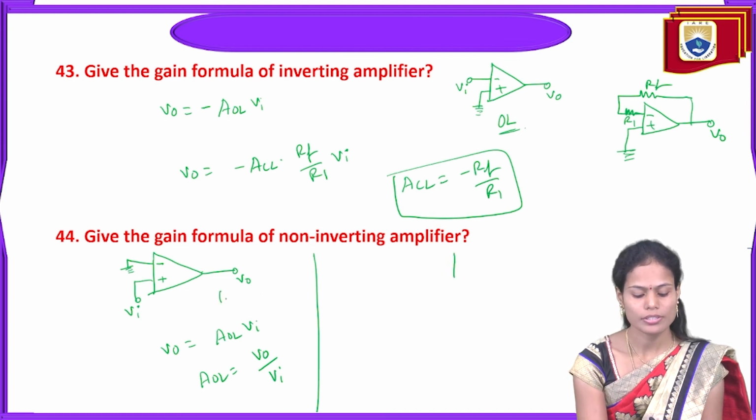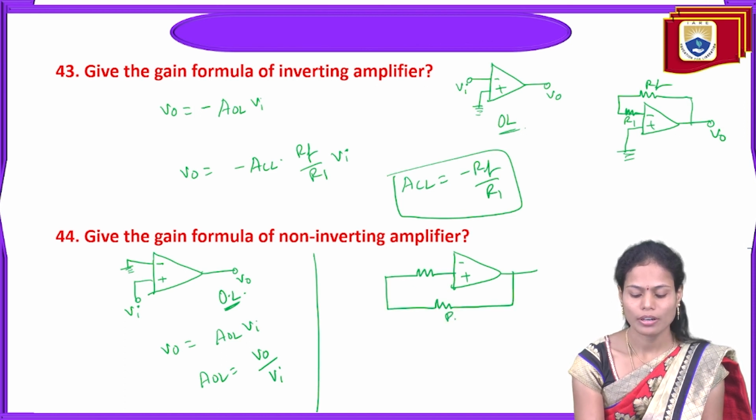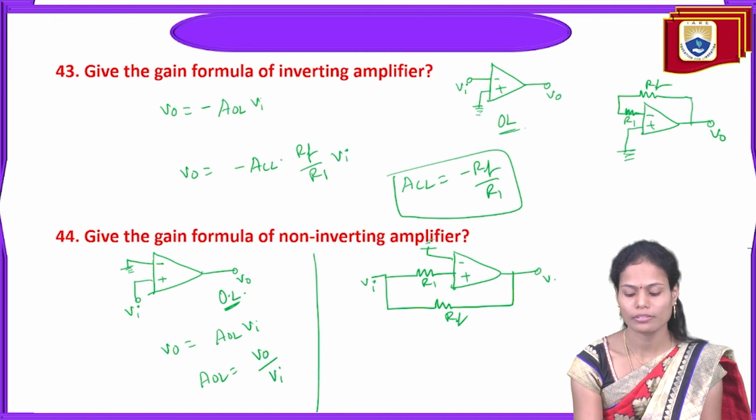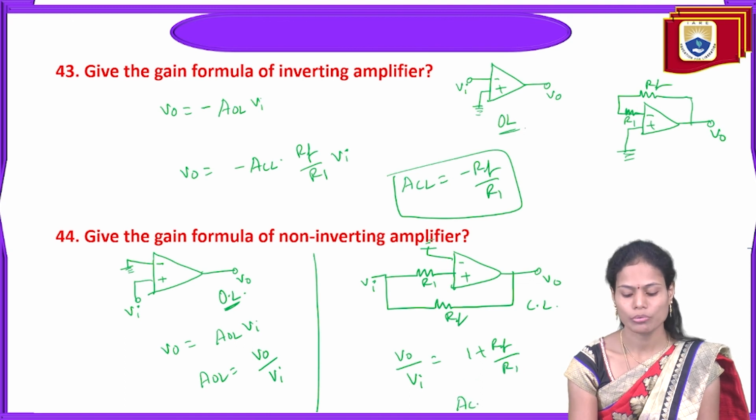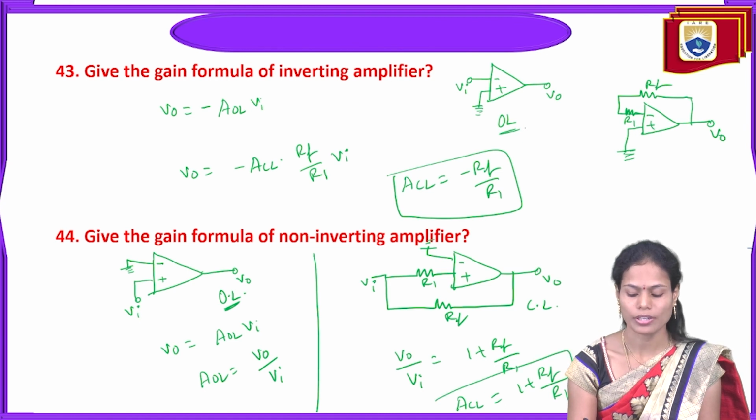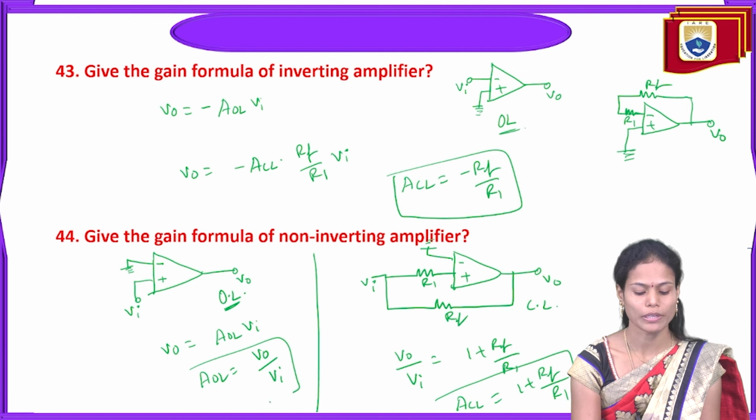And this is the case of open loop, and similarly if we take the closed loop configuration, with RF and R1 resistances, and here we are applying the input signal, and this one is grounded, and here we'll measure the output signal. So in this case, we will get the gain equal to 1 plus RF by R1 times. This is the closed loop gain of the non-inverting operational amplifier. This is the open loop gain.